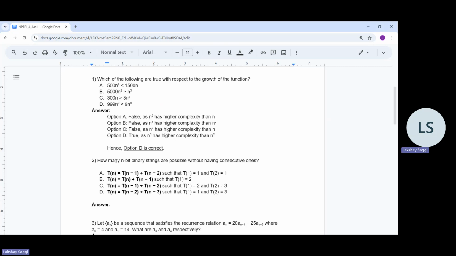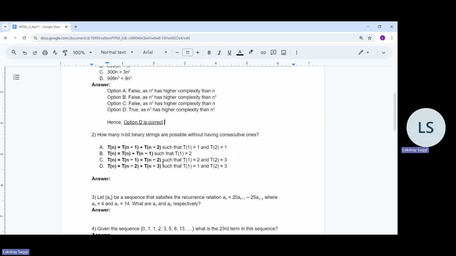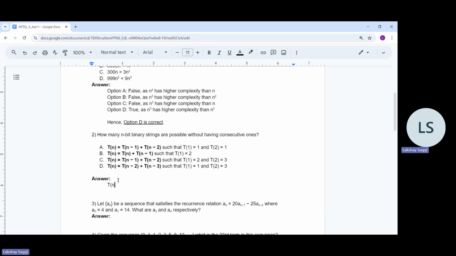The second question states: how many n-bit binary strings are possible without having consecutive ones? Let T of n denote the number of n-bit binary strings possible without having consecutive ones. Then we have to find the correct recursive relation of T of n. There are different options given, but we'll not go option by option; rather we'll try to derive the recursive function ourselves. So let's get started.